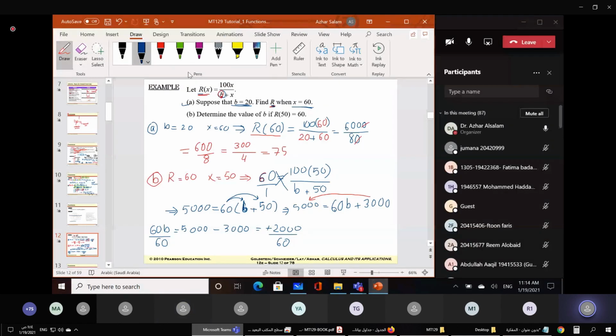Okay, now to simplify. Of course, this will be 200. Yes, this is 200 divided by 6, which is how much? 33.3. Yes, 100 over 3, which is 33.3. Of course, it's infinite, right? You can leave it 100 over 3 or write it as an infinite repeating decimal.